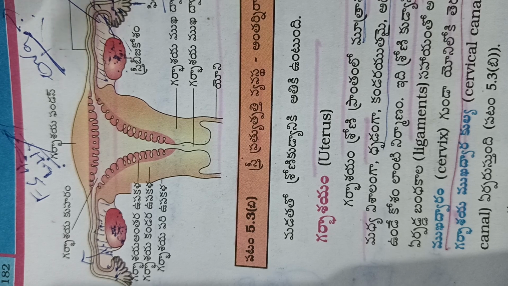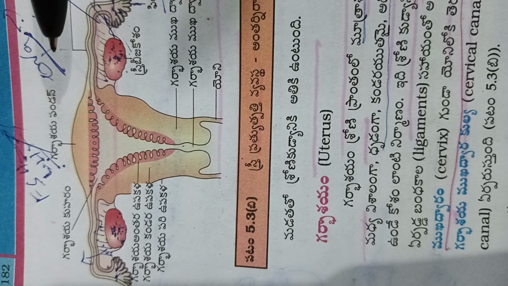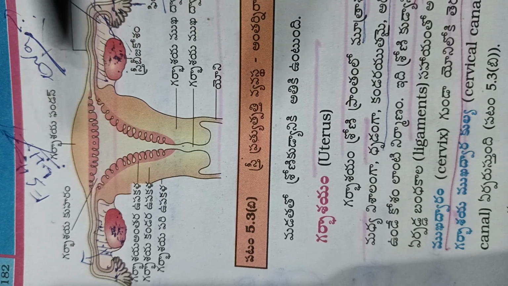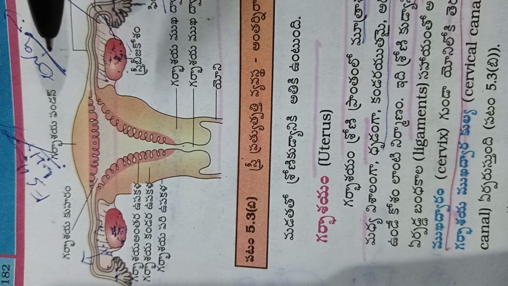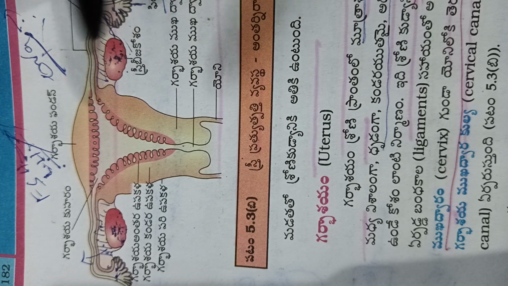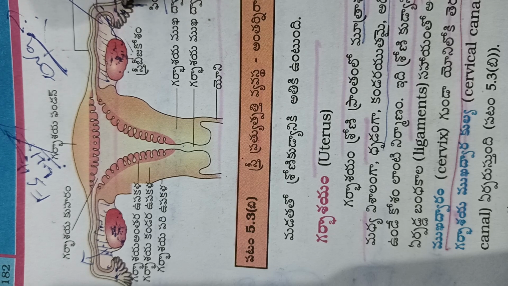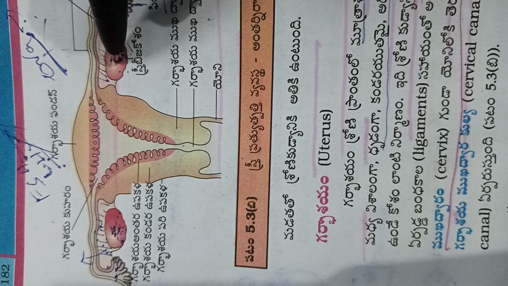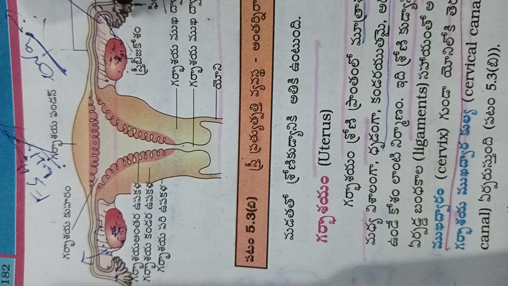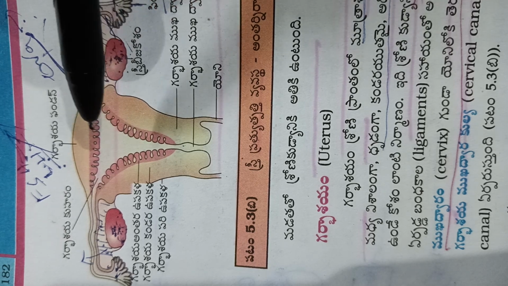The mesovarium is connected to the abdominal cavity. The ovaries are connected to the abdominal cavity with the mesovarium, whereas the fallopian tubes are connected to the body wall with the mesosalpinx. Generally, the fallopian tubes extend from the ovaries to the uterus. See, here is the ovary. This is the fallopian tube, which starts from here and extends up to the uterus. So this is about the fallopian tube.